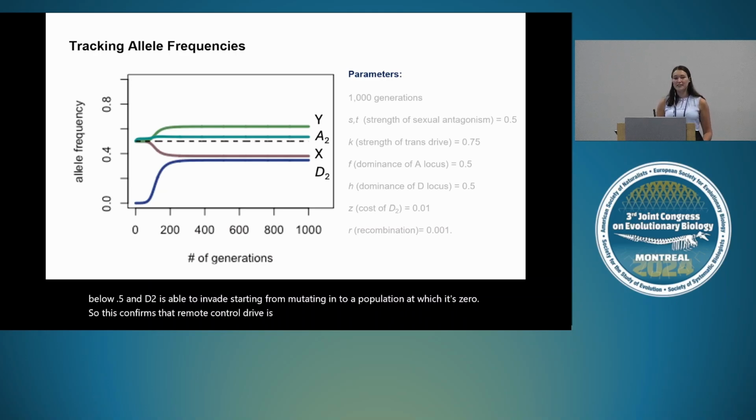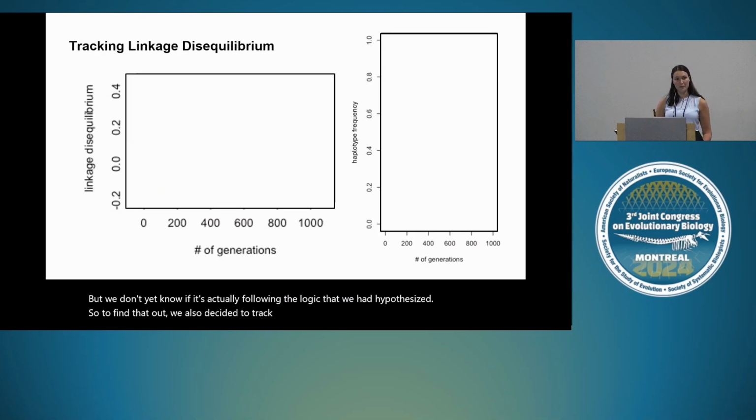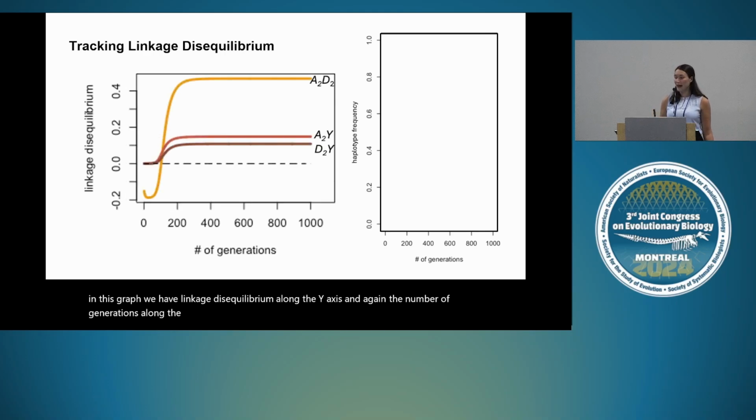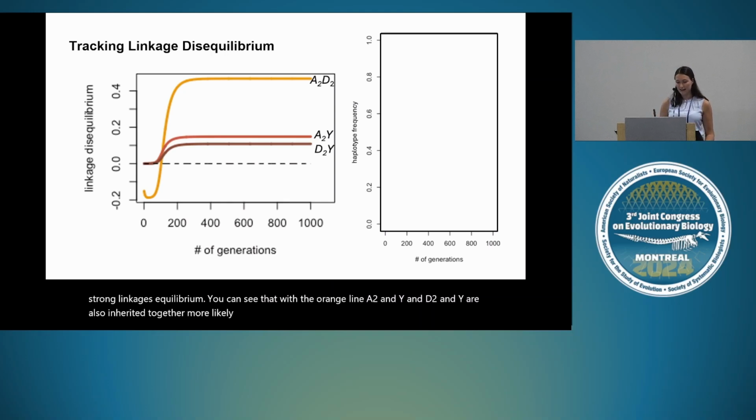But we don't yet know if it's actually following the logic that we had hypothesized. So to find that out, we also decided to track linkage disequilibrium, which is a measure of how frequently two alleles are inherited together compared to the neutral expectation. Here in this graph, we have linkage disequilibrium along the y-axis, and again, the number of generations along the x. And as we had hypothesized, we see that A2 and D2 fall into very strong linkage disequilibrium. You can see that with the orange line. A2 and Y and D2 and Y are also inherited together more likely than would be expected.